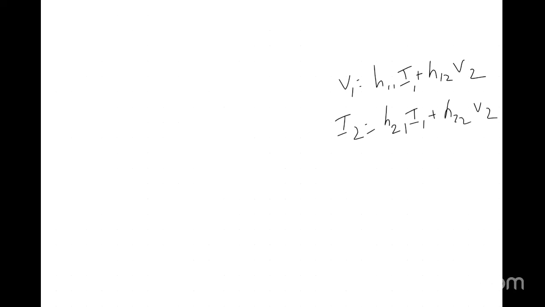In H parameter, I am taking one equation as V1 is equal to H11 times the current I1 plus H12 times V2. Next, I am taking another equation, I2 equal to H21 times current I1 plus H22 times V2. Here, what is H? H means hybrid parameter. I1 means input current. I2 is the current across the output. V1 is the voltage across the input. V2 is the voltage across the output.